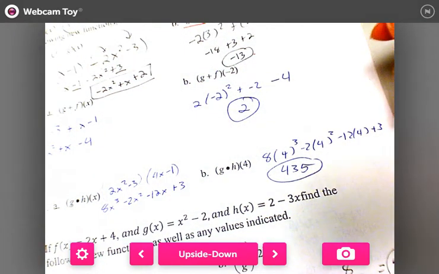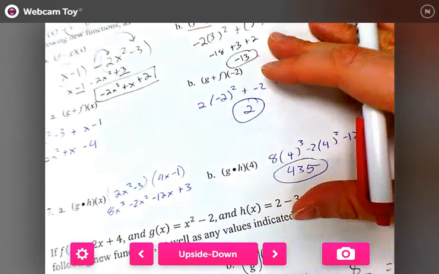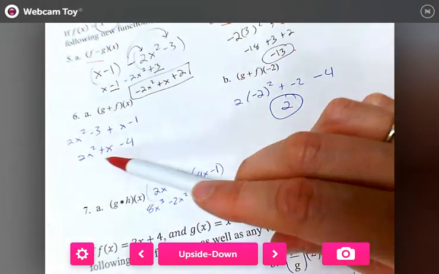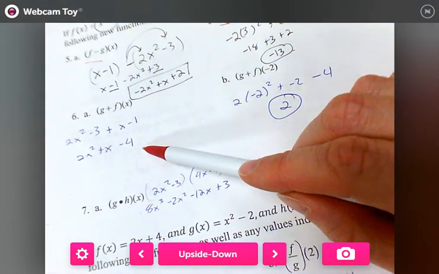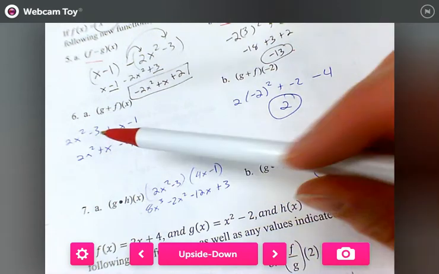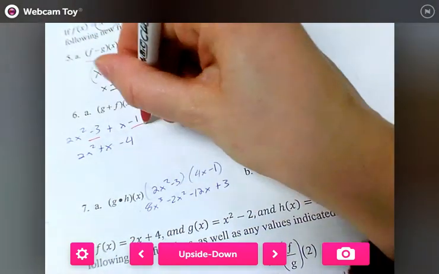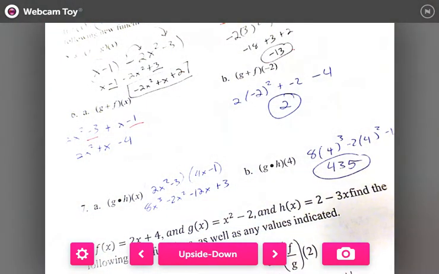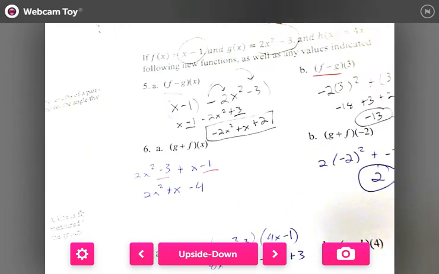Okay, you show me 6a. 6a, yeah. 2x squared plus x minus 4. I got it. See how this is negative 3 and this is negative 1? That's how I got negative 4. Oh, I didn't have a negative one. I don't know why I didn't. Okay. All right. Next page.